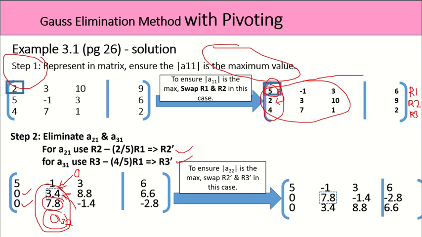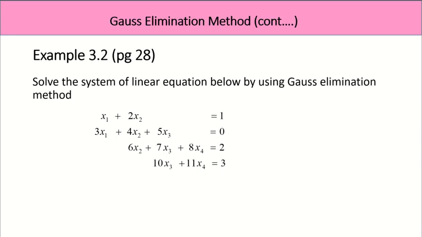So we need to swap now. Okay, we need to swap in this case. That's why in your solution you should state clearly, swap, you should write clearly swap these two. So D is your new R2 prime, and D is also your new R3 prime after you swap. And then the rest of the process is the same, so I don't need to repeat it.